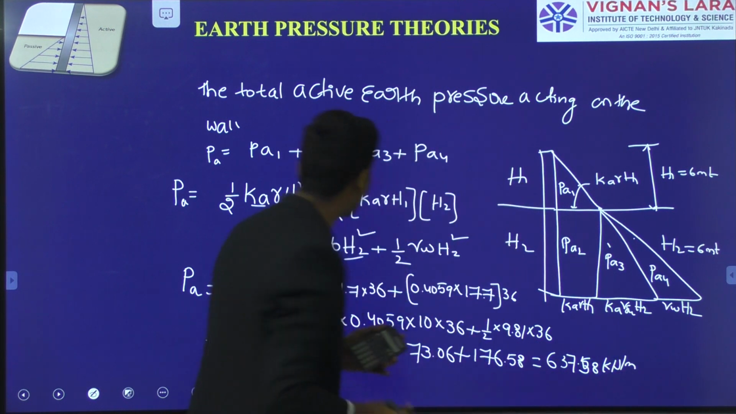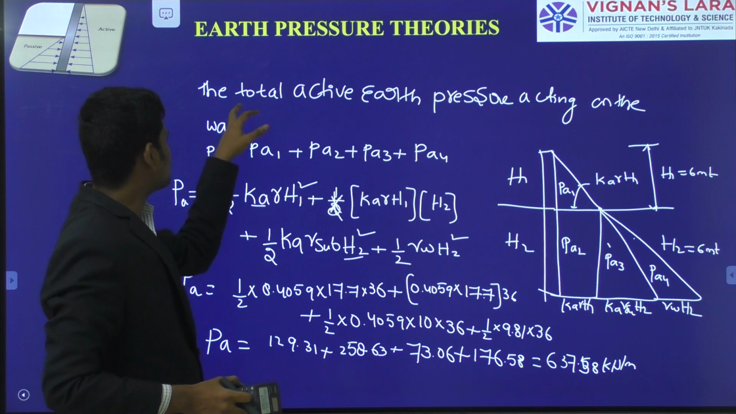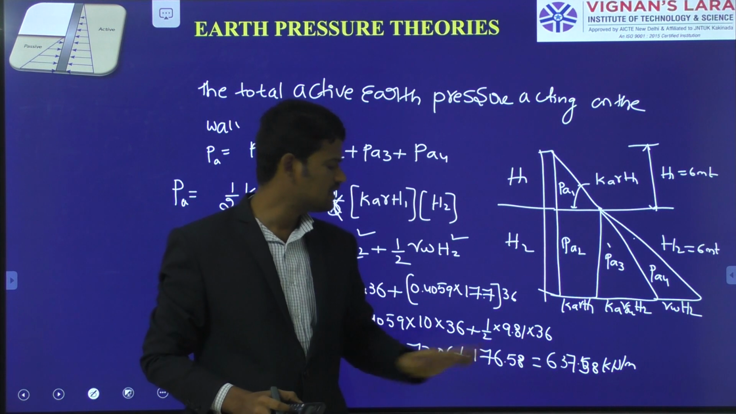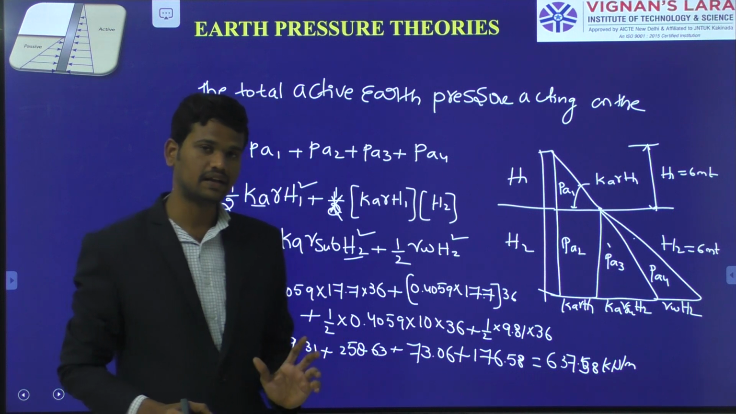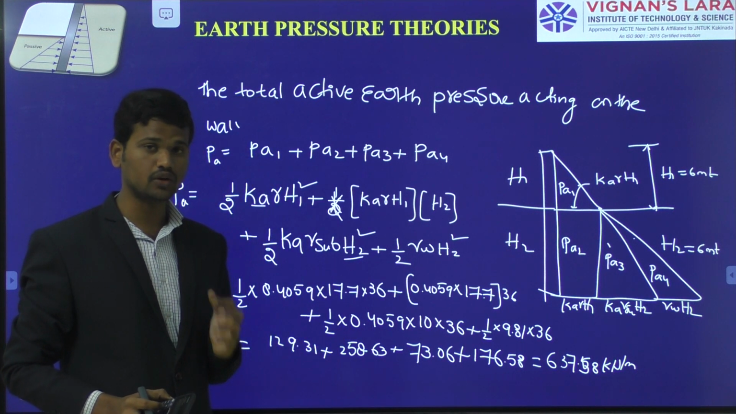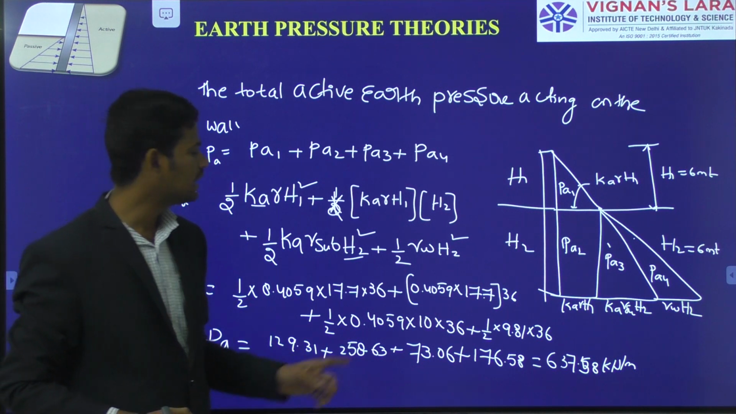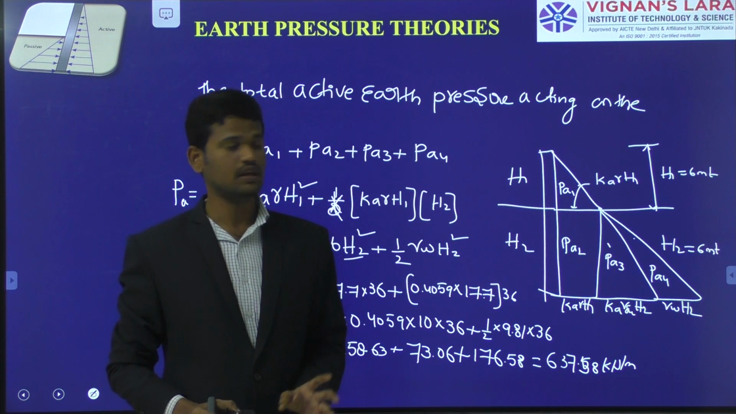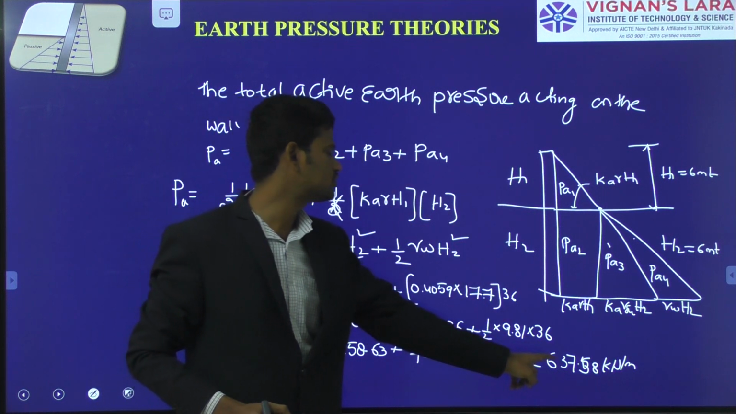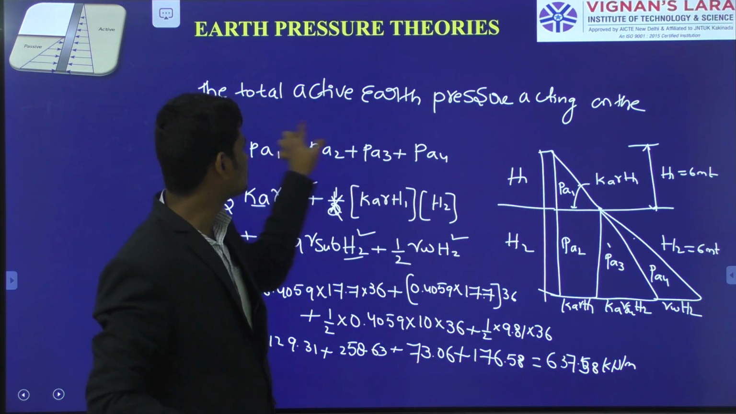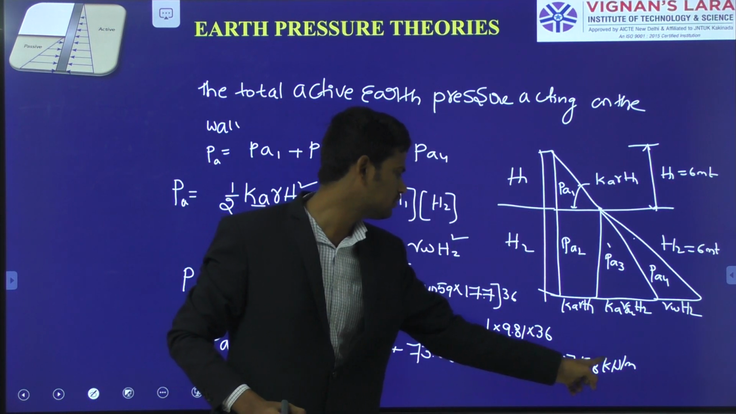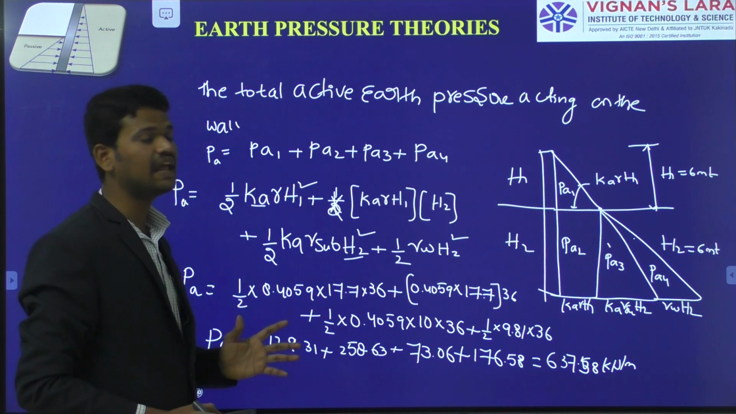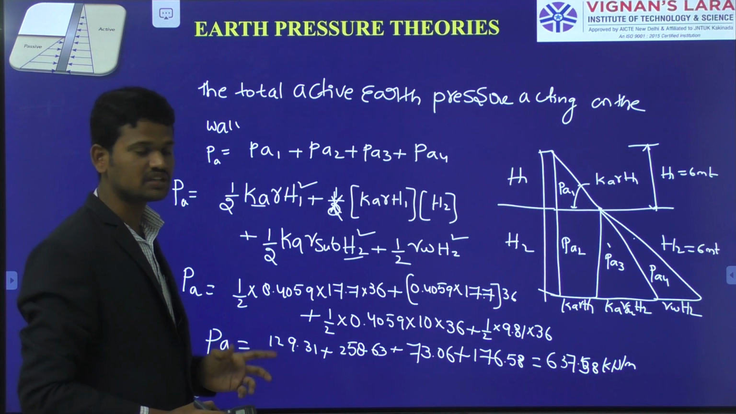Again I am repeating one more time here. If you are writing total active earth pressure acting on the wall, then you should mention 637.58 kilonewton per meter. Otherwise, if you are writing total active thrust per meter length of the wall, in that situation you should write 637.58 kilonewton. If you are mentioning only active earth pressure, then you should use 637.58 kilonewton per meter. Next, we have to calculate the magnitude of point of application of the load.